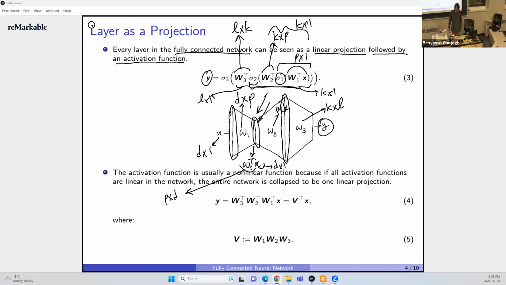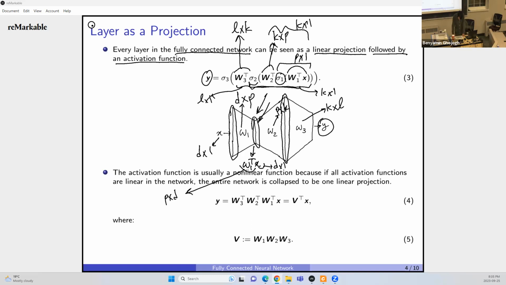Now, first off, why do we need an activation function? Assume I don't have the activation function. When I say I don't have an activation function, I mean get rid of sigma 1, sigma 2, and sigma 3 in equation 3.